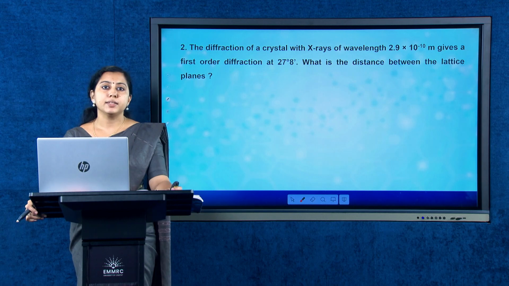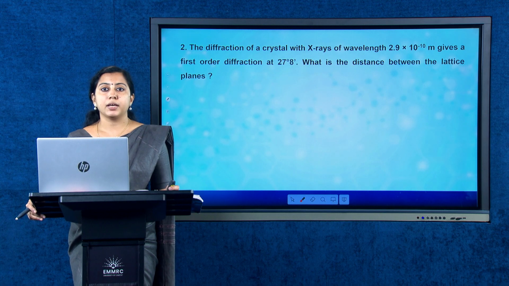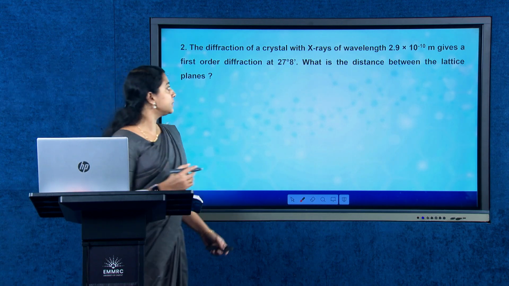Now, we will move on to the second question. The diffraction of a crystal with X-rays of wavelength 2.9 into 10 to the power of minus 10 meters gives a first order diffraction at 27 degree 8 minutes. What is the distance between the lattice planes? So, again you have to find out the distance between the lattice planes.